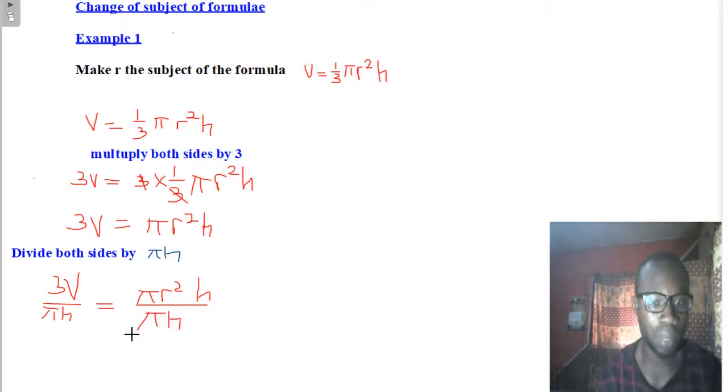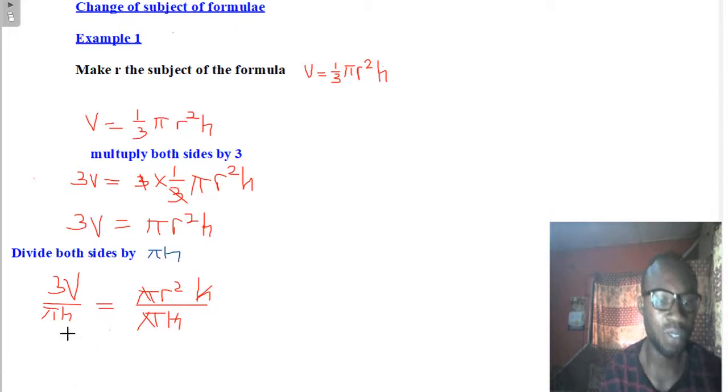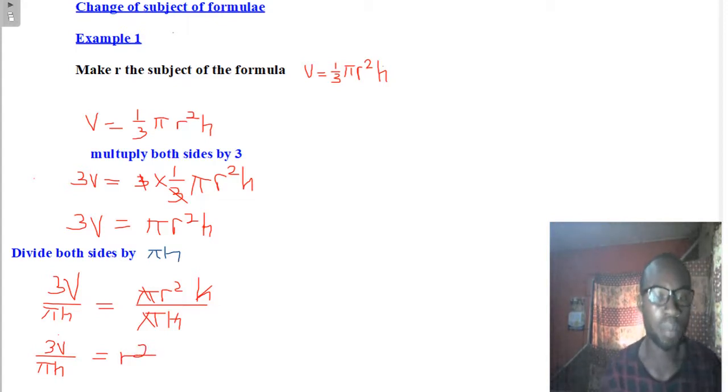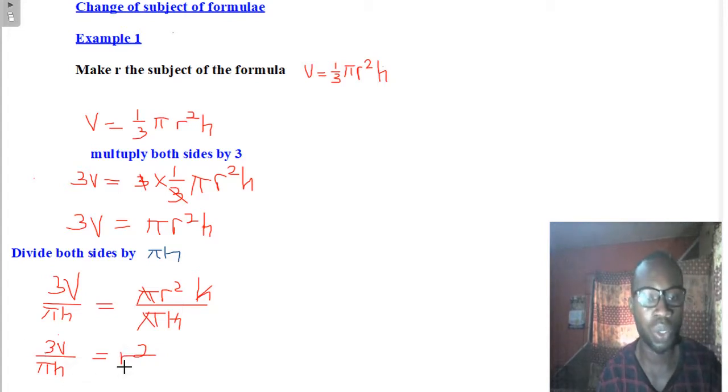Now here pi will clear pi, pi cancels pi, h cancels h, so we have 3v over pi h is equal to r square. So 3v over pi h equals r square. So we have 3v over pi h is equal to r square.